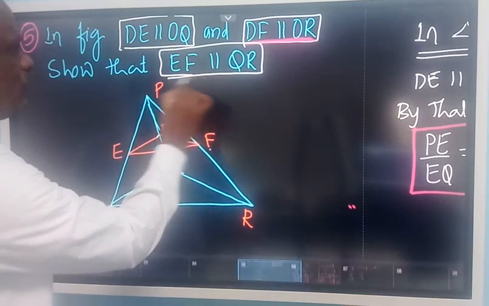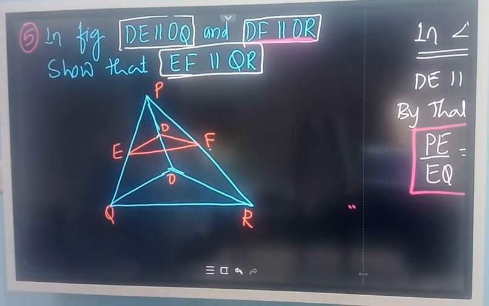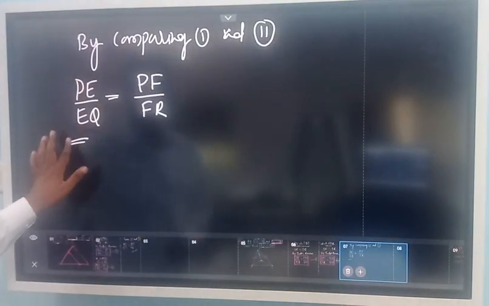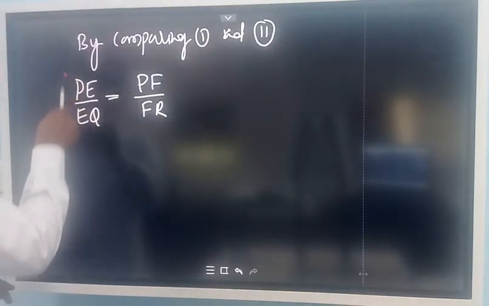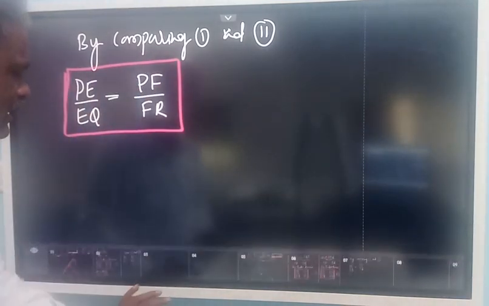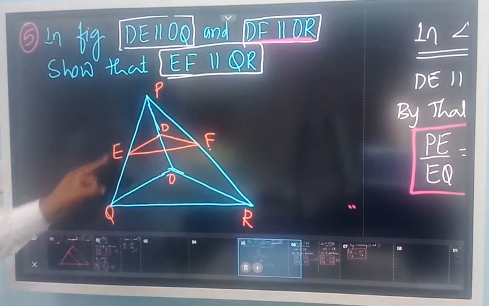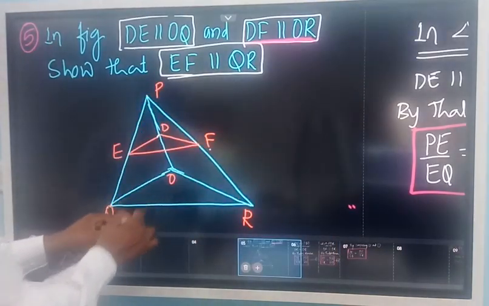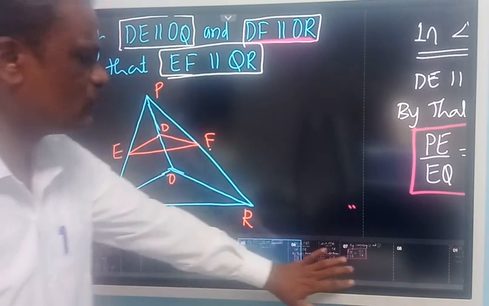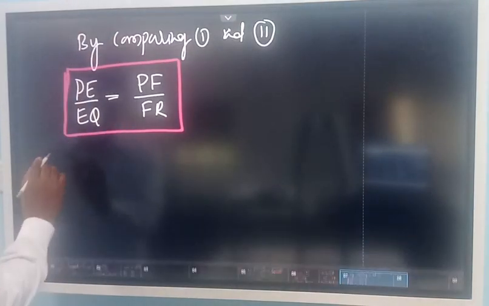But what is it that we wanted to prove? We wanted to prove that EF is parallel to QR. Using that result, on what basis can you write EF parallel to QR? We got the result: converse of Thales theorem. So we proved that PE by EQ is equal to PF by FR, which means two sides of the triangle are divided in the same ratio. In this triangle PQR, you can use the converse of Thales theorem.